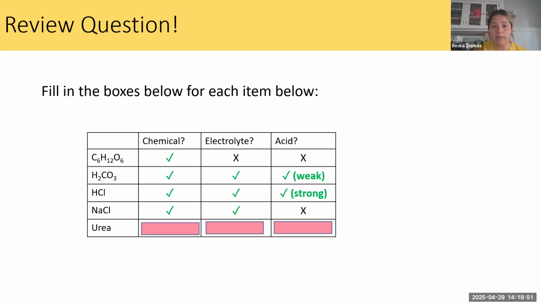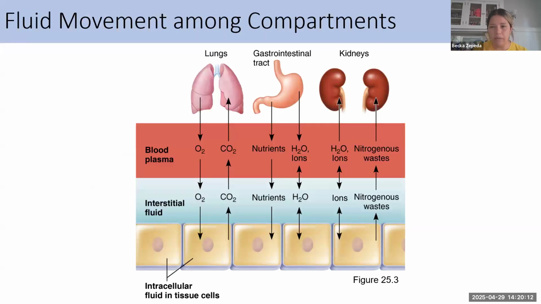Urea is next. Is it a chemical? Yes, it is. Is it an electrolyte? No, we said it does not dissociate in solution. It stays as urea in solution in a fluid. And so if it's not an electrolyte, it cannot be an acid. But make sure you know the difference between an electrolyte and an acid when it comes to the final exam. I think I'll stop there and then we'll have a smaller little chunk of lecture on fluid movement across compartments or among compartments.